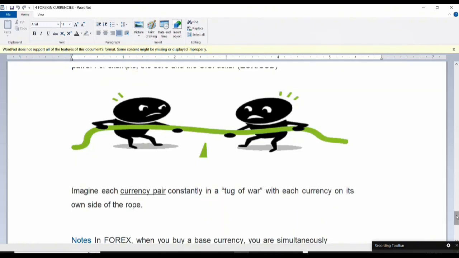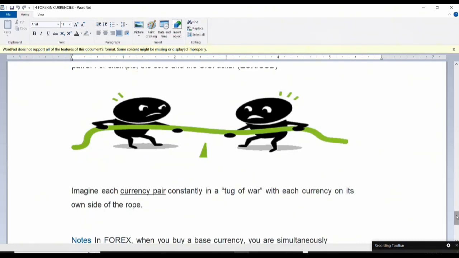So, how do we buy and sell in the foreign exchange market? We look for a currency pair whose economy is doing good and another currency whose economy is not doing good, and we combine them and then we trade them against one another. So, they are always at war. One is trying to be strong and the other is trying to be weak.